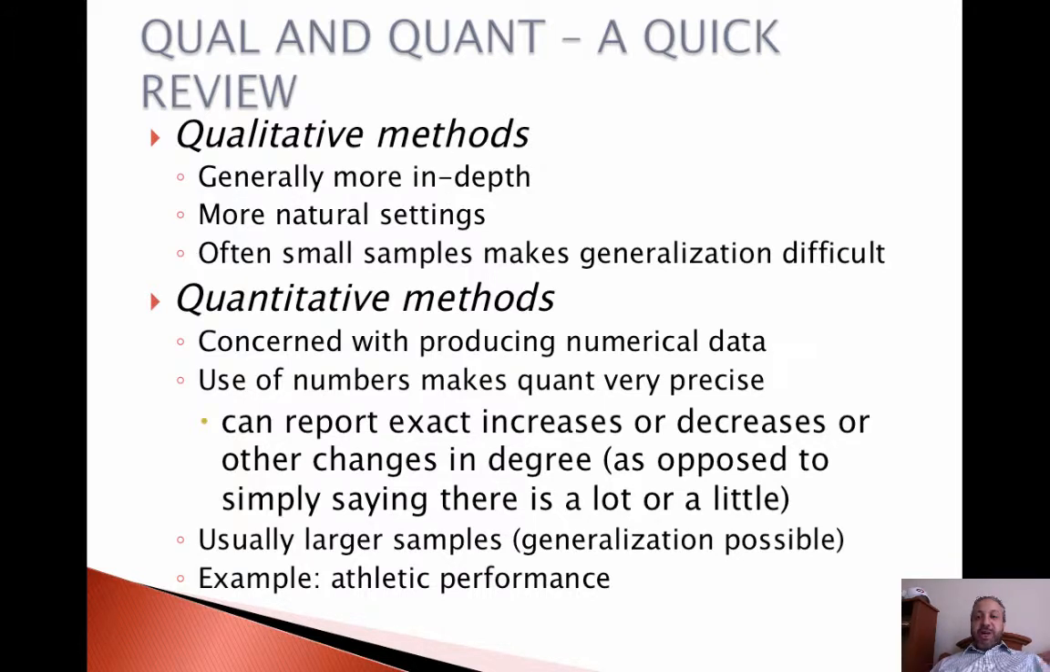It makes generalization very difficult, which is why qualitative research is generally weak on external validity. Okay? This is just a review. You should know all this already. This has been covered in the readings, and I've talked about it in some of the lectures. In quantitative methods, we are explicitly interested in generalizing. We want to generalize. Like I said, we're going to produce numerical data. We have the large samples, which makes generalization possible.